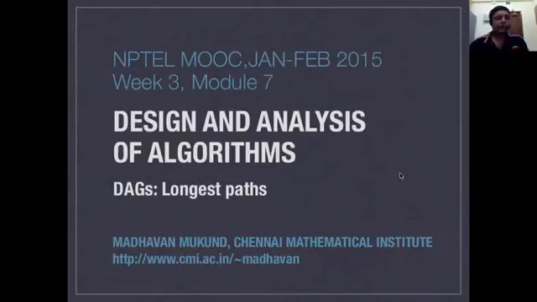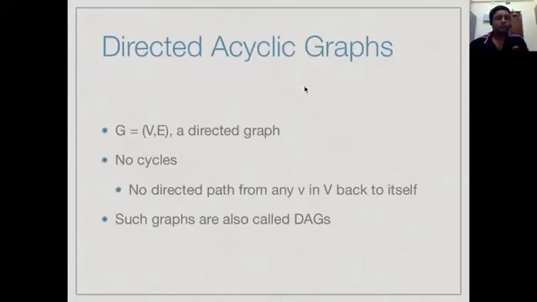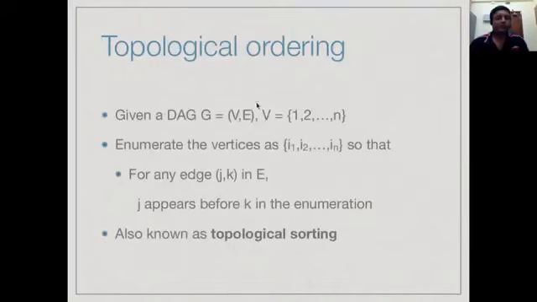So let's continue to look at DAGs, and in this section we'll look at a different problem called identifying the longest path in a DAG. Recall that a directed acyclic graph is just a directed graph in which there is no directed path from any vertex back to itself. So it is directed and it is acyclic.